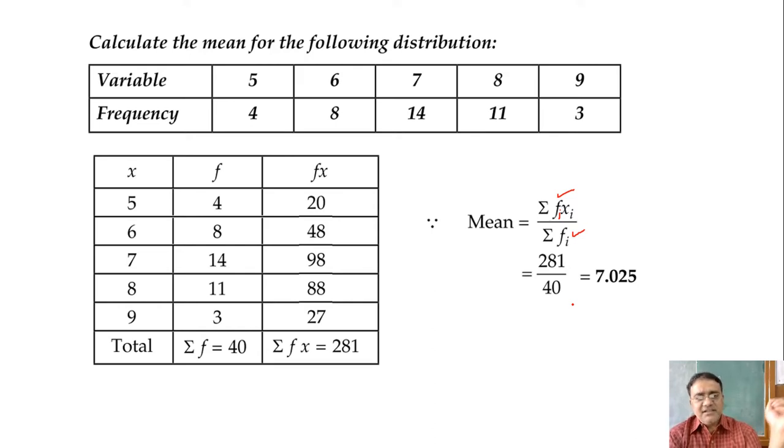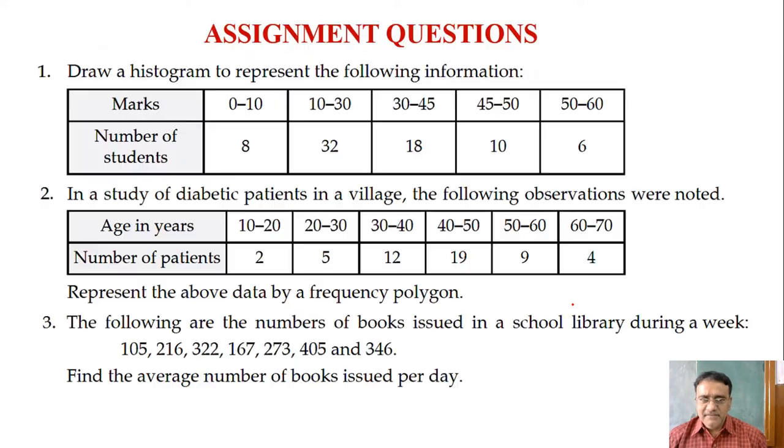Okay, in class 10th you will be going to study three different methods to find the mean: direct method, assumed mean method, and step deviation method. So इस method को direct method बोलते हैं. Okay, so this is the last question of today's session. Now we are moving towards the next section, that is the assignment section.